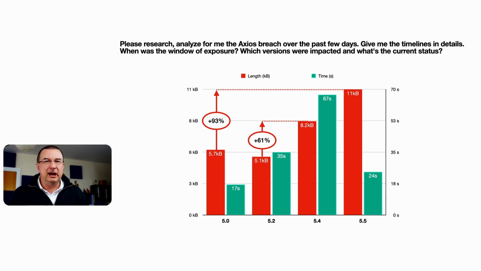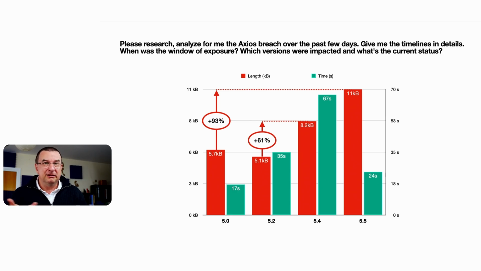Now, you could say that bytes are not tokens, fair enough, but there is a direct correlation between the two. This is all in English. It's all the same mixture of words. So if we have double the amount of bytes from 5.0 to 5.5, it's pretty much double the tokens as well. The number of tokens goes up.